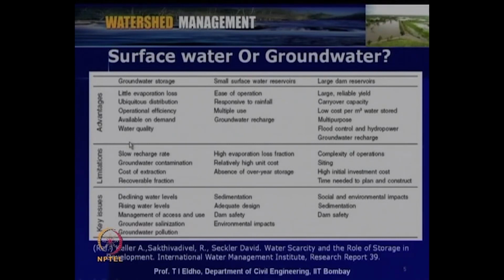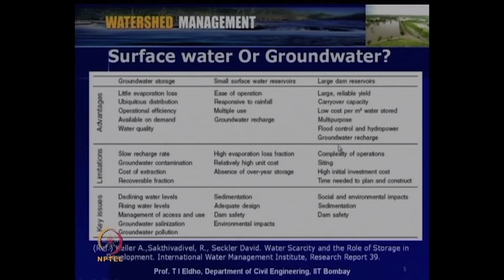Now some of the limitations. If you consider the groundwater storage, there is slow recharge rate, then the groundwater contamination problem, cost of extraction, and recoverable fraction. For example, if you recharge X quantity, then we may be able to recover maybe 20 to 30% of that. Then as far as small surface water sources are concerned, limitations include high evaporation rates, relatively high unit cost, and absence of over-year storage. So we cannot store so much water for use in the summer season.